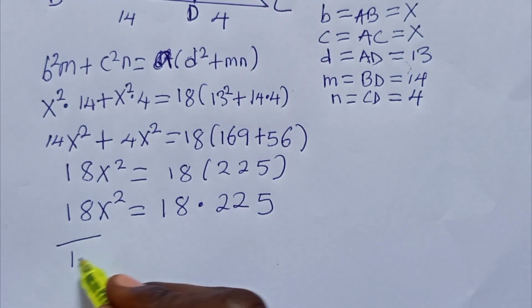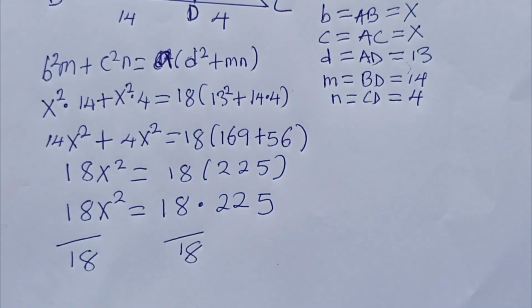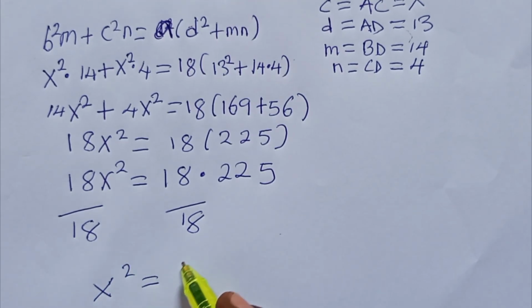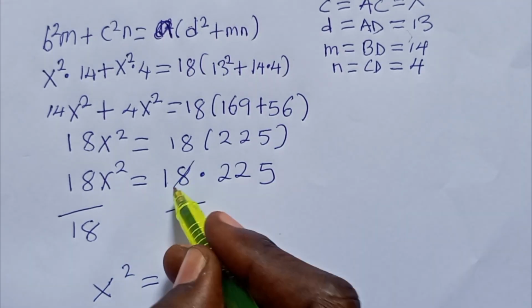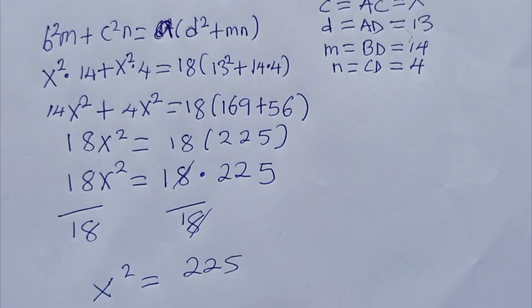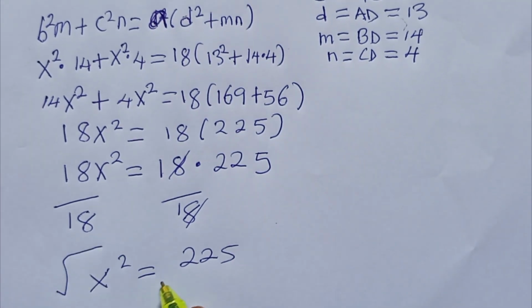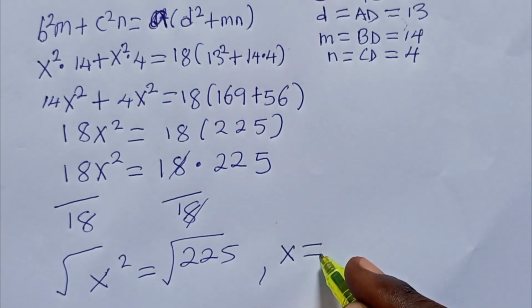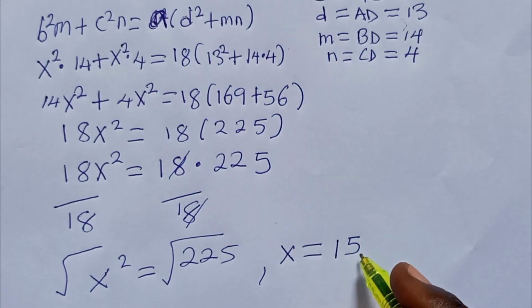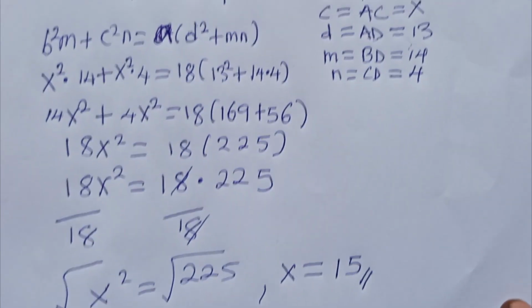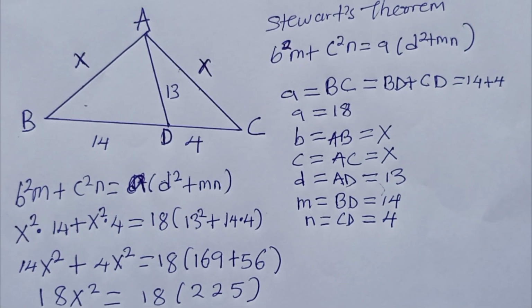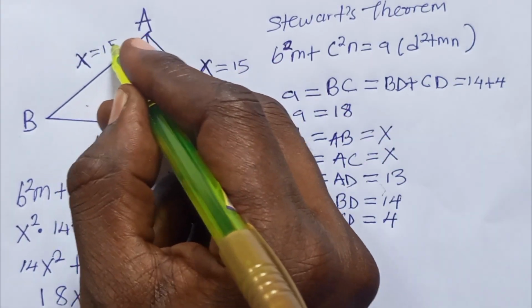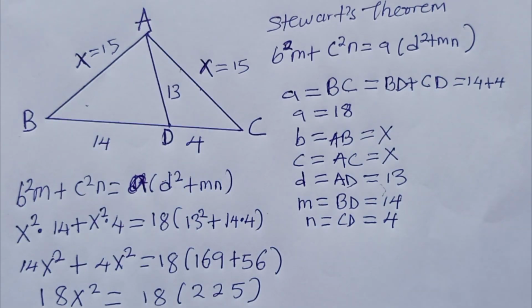Now dividing both sides by 18, we're left with x squared equal to 225, because 18 divides 18. Now taking the square root of both sides, we have our x as the square root of 225, which is 15. So which implies our final answer: from Stewart's theorem, our x is equal to 15, which implies it's an isosceles triangle.